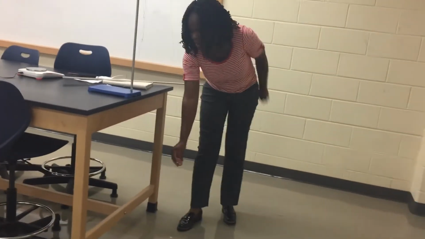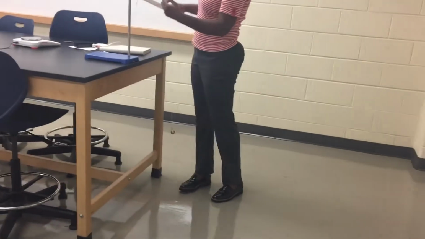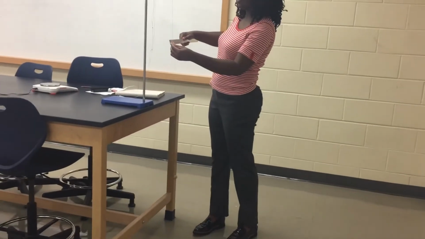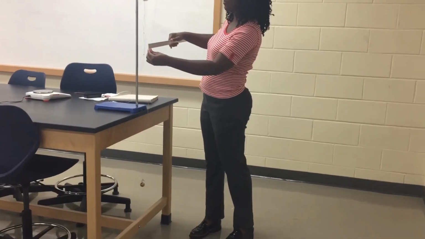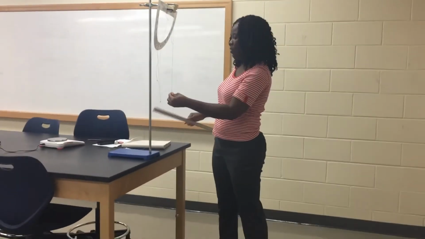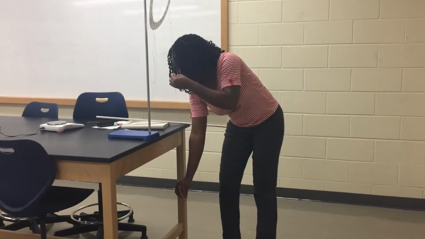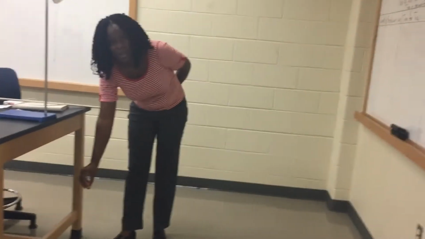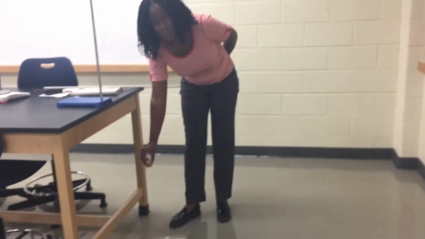All right, so here I'll do the displacement one more time because I messed that up. So here it's at its equilibrium position, and I'll displace the bob by 12 centimeters, and now I am ready to begin.